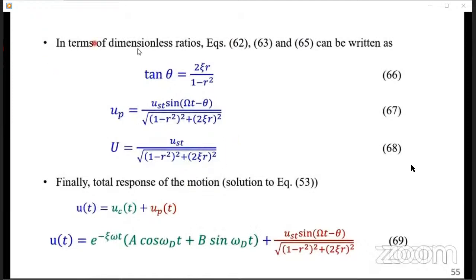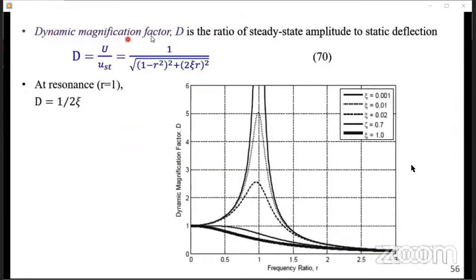Good. So you have simplified and expressed it as dimensionless quantities, ratios, using the damping ratio and frequency ratio that we defined before, and it simplifies as shown in 68. Therefore, the total response, remember our statement, the complementary solution and the particular solution, can be rewritten using our compact form as shown in equation 69. And now we define another ratio. We are calling it the dynamic magnification factor. And this is the ratio of the steady state amplitude to the static deflection.